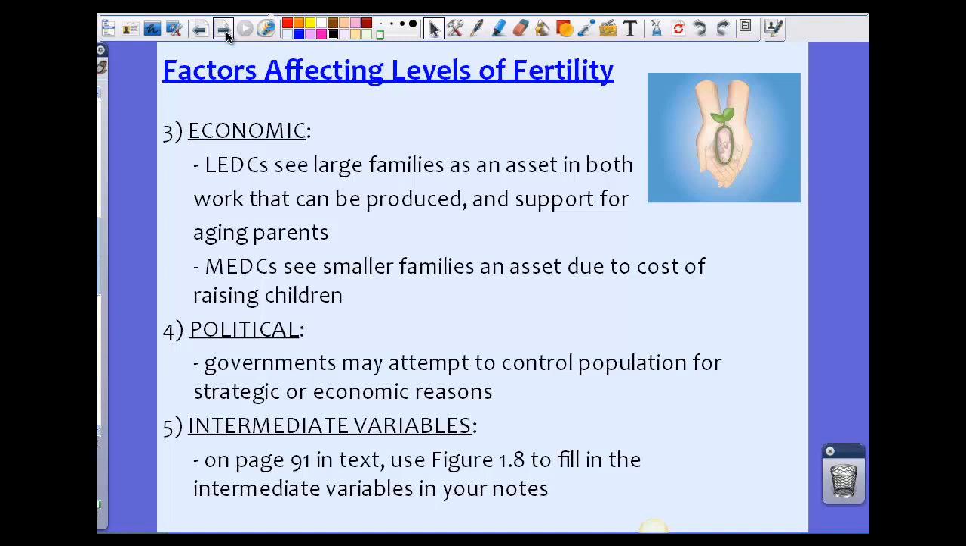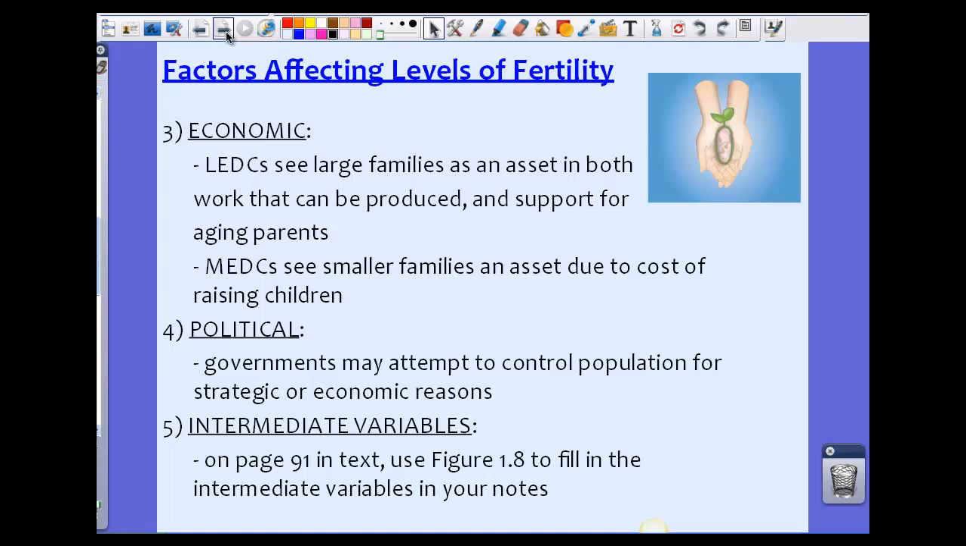Also, economic factors. This ties back in with that income level. We see larger families in LEDCs partly because larger families are an asset, because all the children can work, so more work can be produced, or more crops, or whatever they do. And it's seen as a support for aging parents. Now in MEDCs, we typically see smaller families because of the high costs of raising children. So you don't see a lot of larger families because it is very expensive in MEDCs to raise children.